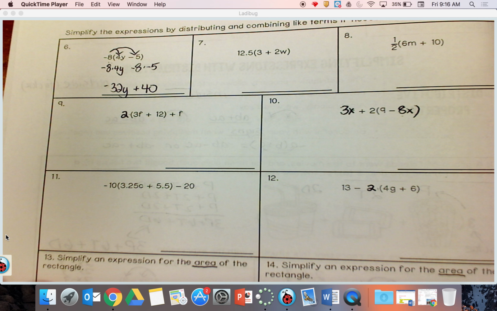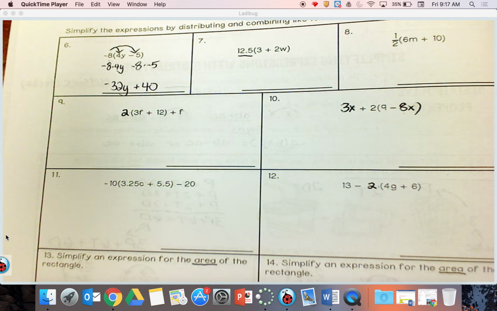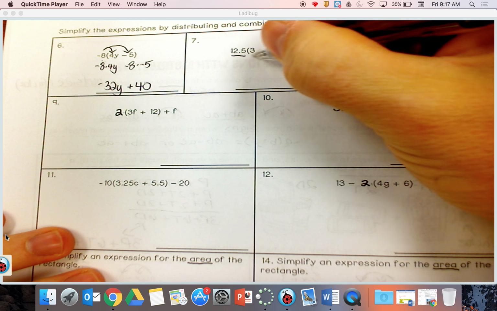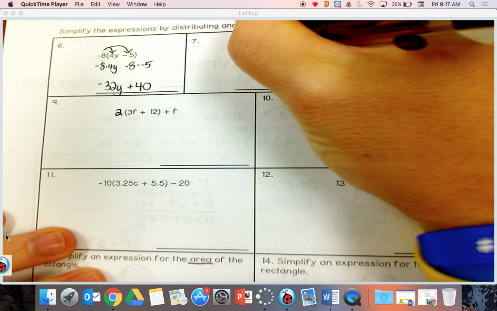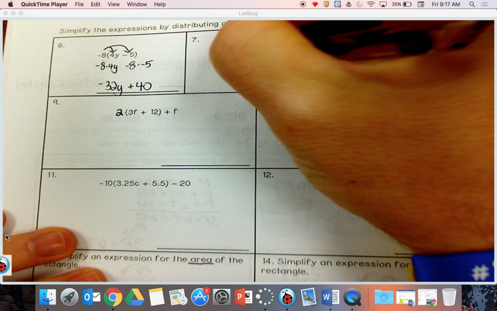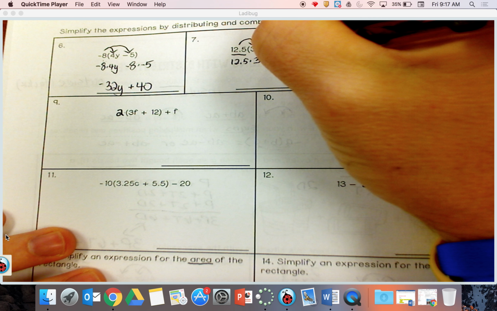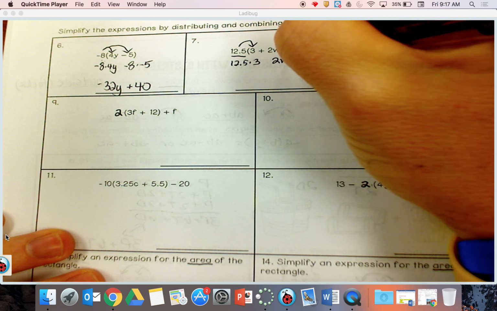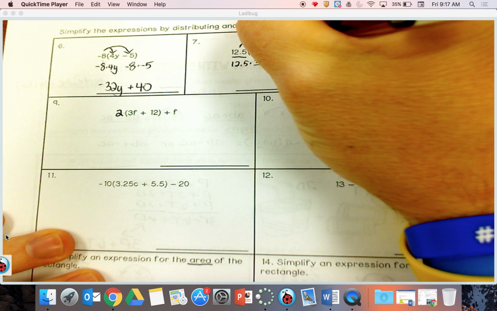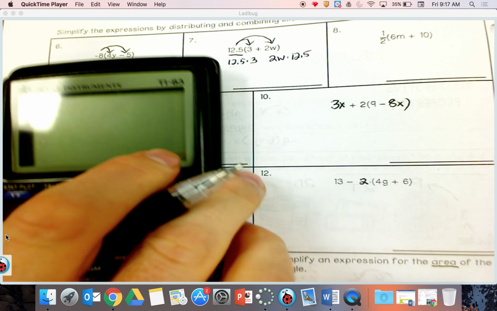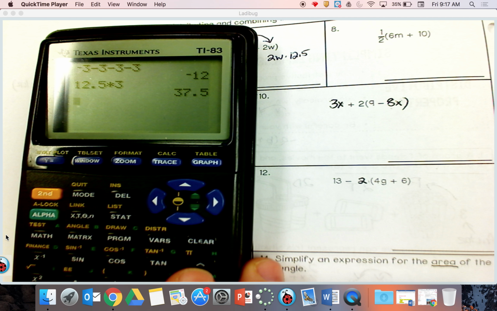Here we have a decimal. Same thing works for the decimal. I'm taking it by 12, and I'm taking this by a factor of 12.5. I want to know, what if I have this 12.5 times, what would I end up getting? Same process. Multiply the outside by the inside. So that becomes 12.5 times 3, and then I have a 2w times a 12.5. So 12.5 times 3, just to make sure I get it right, I'm going to put it in here. Gives me 37.5.